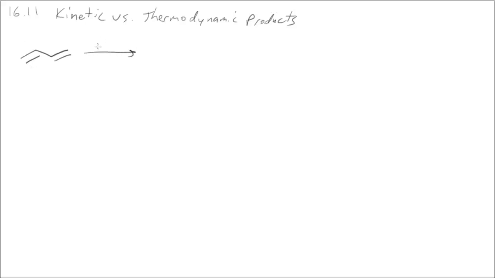In section 16.11, we'll look at kinetic versus thermodynamic products of an addition to a conjugated diene. So let's look at the same reaction and vary the reaction conditions. If I carry this reaction out at minus 78 degrees C, which is fairly easy to do with dry ice and acetone, I get an 80% 1,2 product and a 20% 1,4 product.